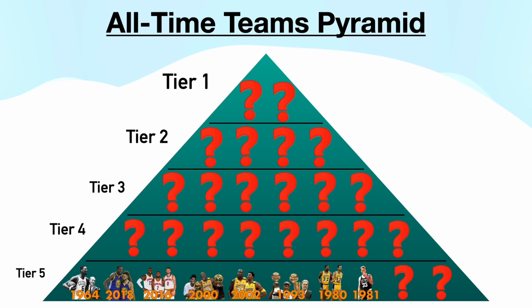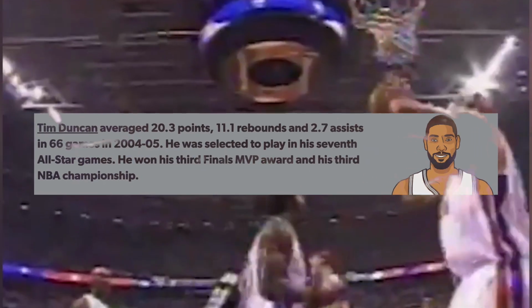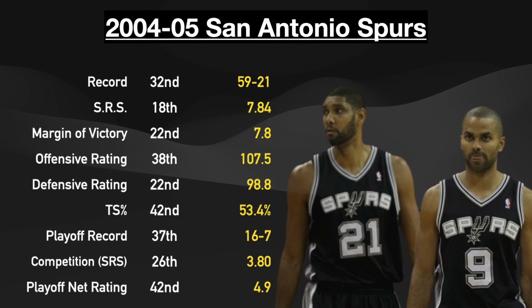The final 2 teams in Tier 5 are both Duncan-led Spurs teams, the 1999 Spurs and the 2005 Spurs. We're going to start with the 2005 Spurs. This championship was Tim Duncan's 3rd ring and Tony Parker's 2nd ring. Duncan averaged a staggering 20 points, 11 rebounds, and 2.5 blocks a game. This team was fairly consistent in most areas of the game.